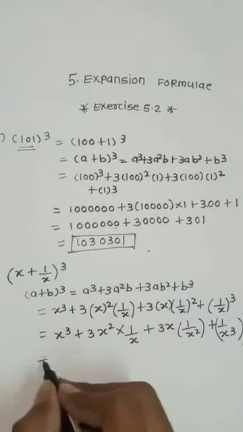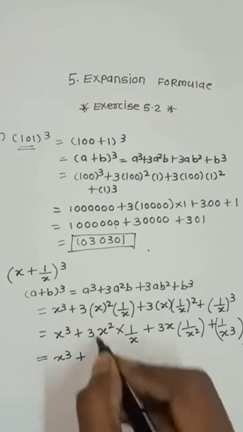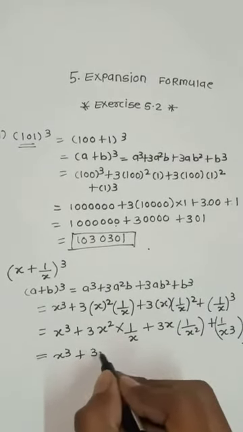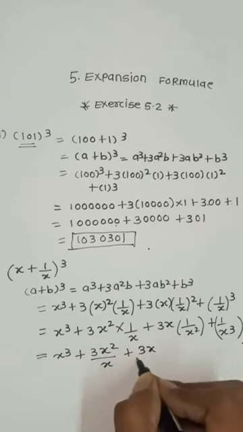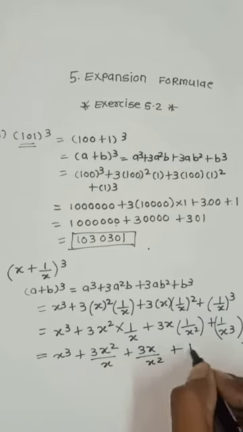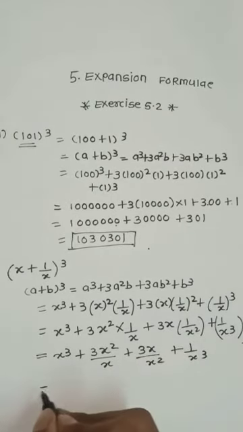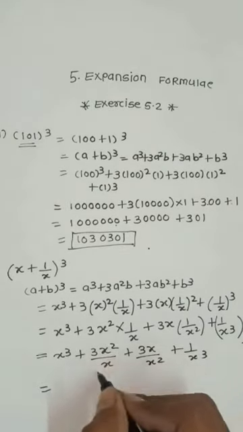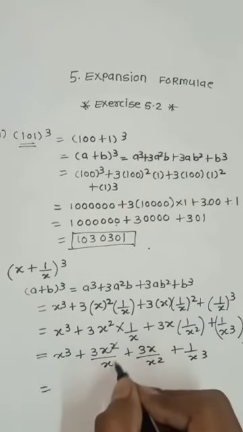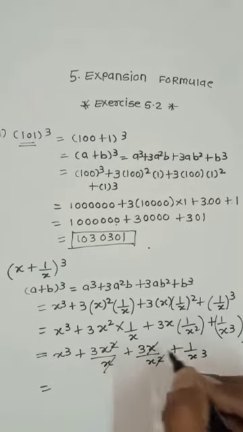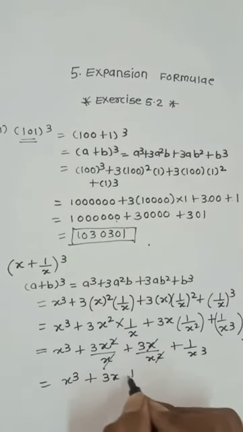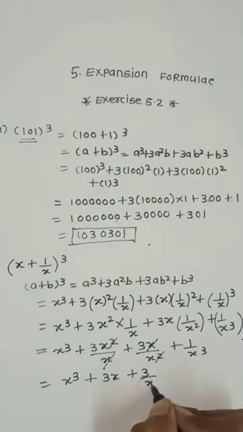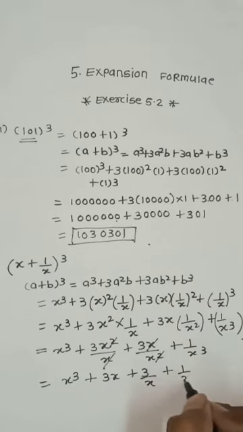Now x cube, multiply this one with this term, we get 3x square by x plus 3x by x square plus 1 by x cube. Now here 3x square by x gives 3x, and 3x by x square gives 3 by x. Therefore we get x cube plus 3x plus 3 by x plus 1 by x cube.